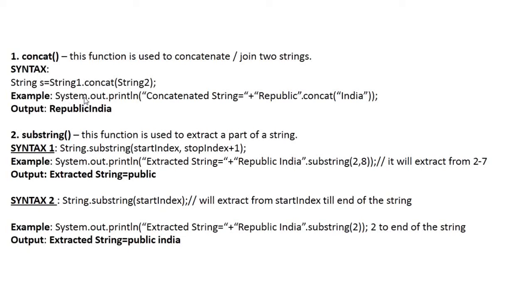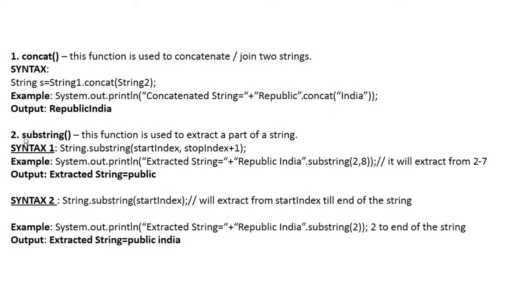Let us see one example. System.out.println. This is in double quotes, so it will be printed as it is, and then you have one string called republic.concat(India). So you are concatenating or joining republic with India. So the output would be republic India. So this is all about concat.